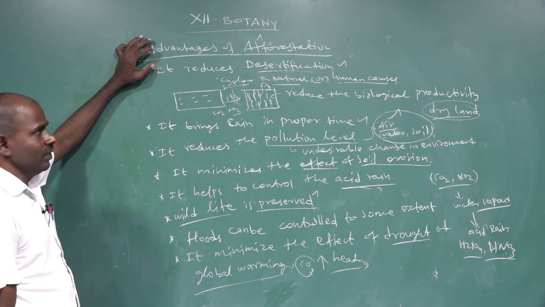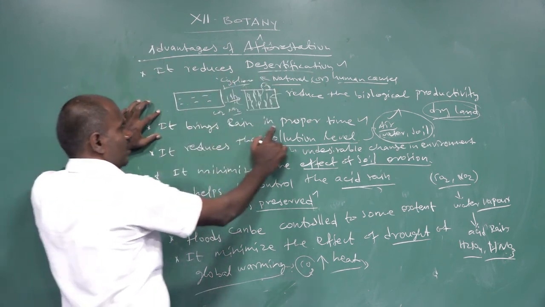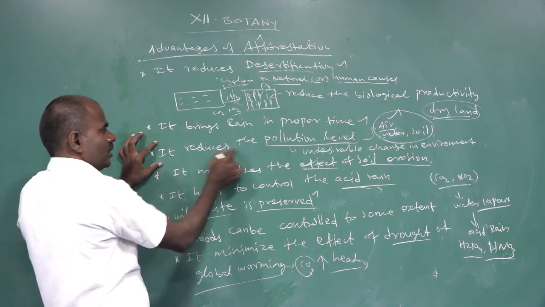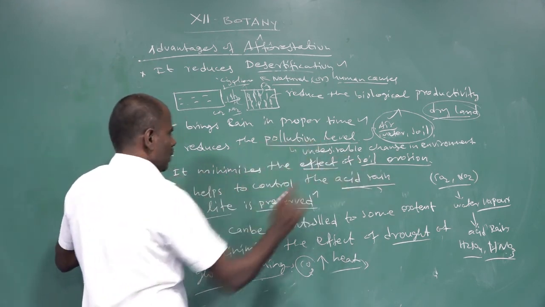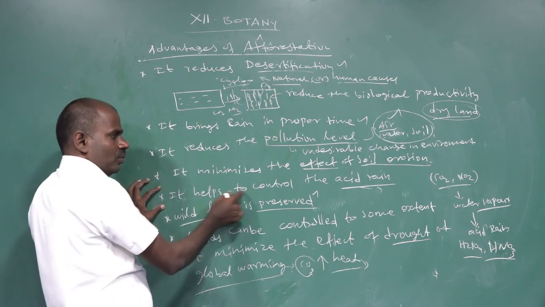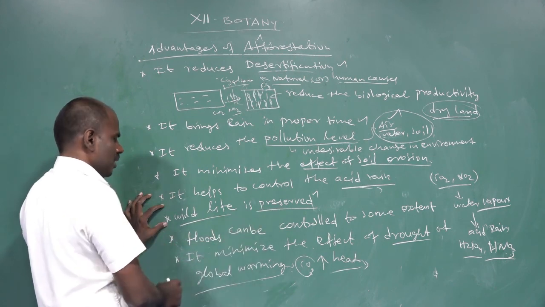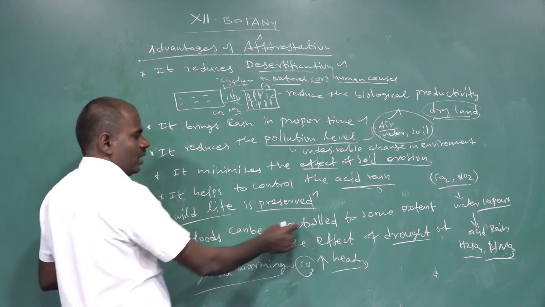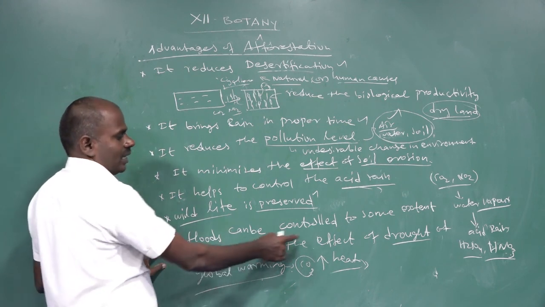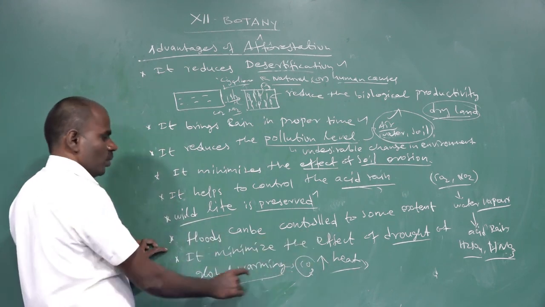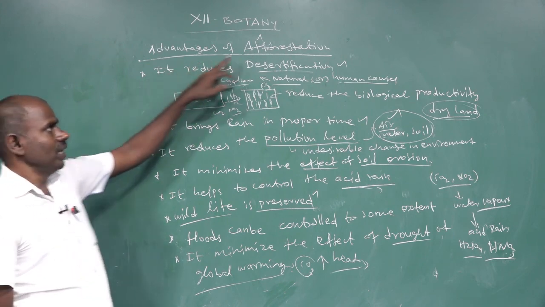So what are the advantages of afforestation? It reduces desertification. It brings rain at the proper time. It reduces the pollution level. It minimizes the effect of soil erosion. It helps to control acid rain. Wildlife is preserved. Floods can be controlled to some extent. It minimizes the effect of global warming. These advantages are all useful outcomes of afforestation.